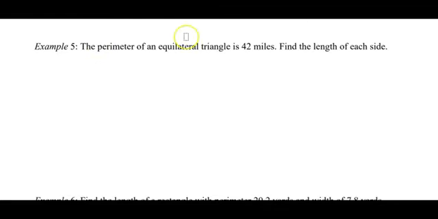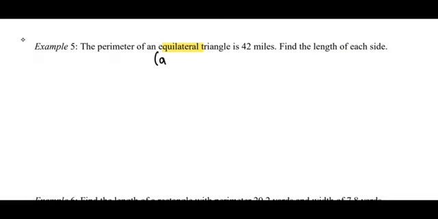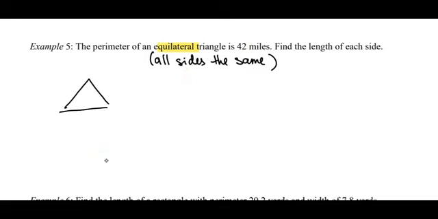The perimeter of an equilateral triangle is 42 miles. Equilateral means all sides are equal. All sides are the same. So it's 42 miles. All I need to do is divide 42 miles by 3, because every side of that triangle, so here's my triangle, is equal to each other.